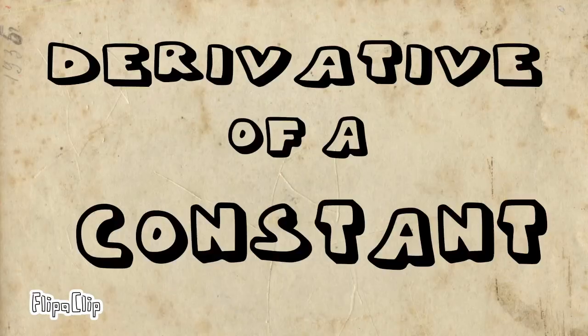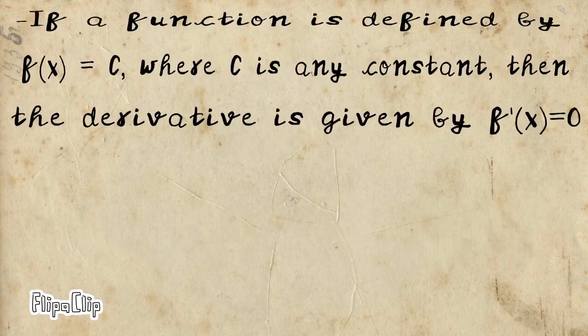Let's jump off with the first rule, the derivative of a constant, which simply means if a function is defined by f of x is equal to c, where c is any constant, then the derivative is given by f prime of x is equal to 0.